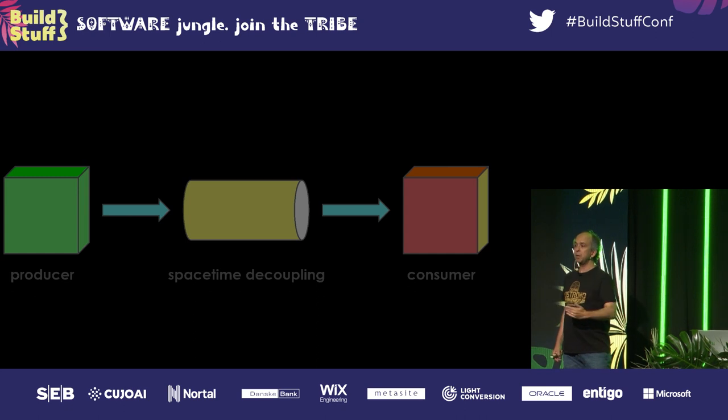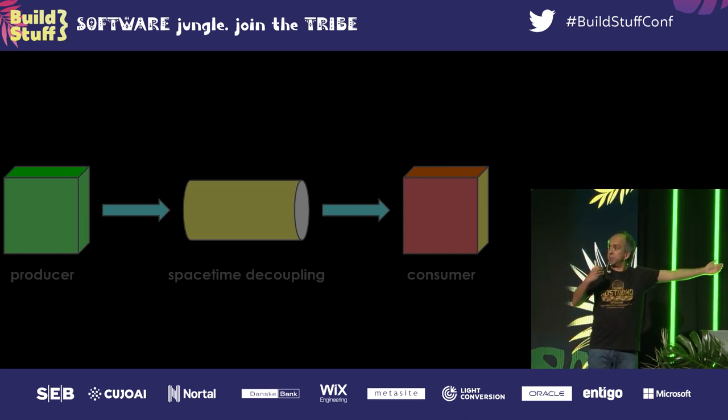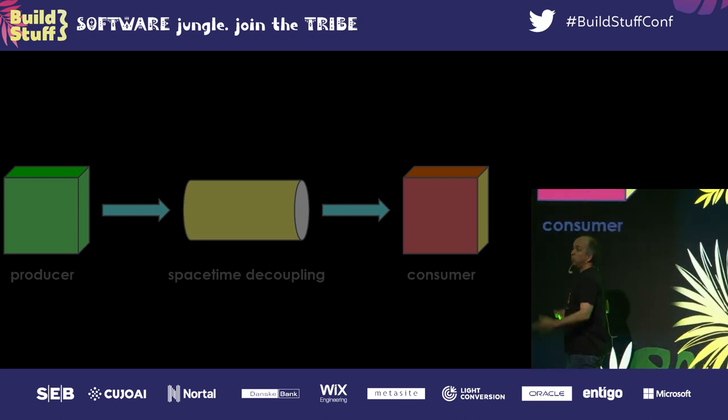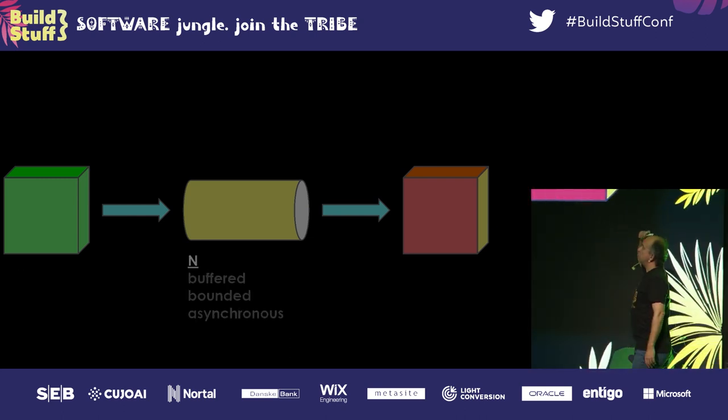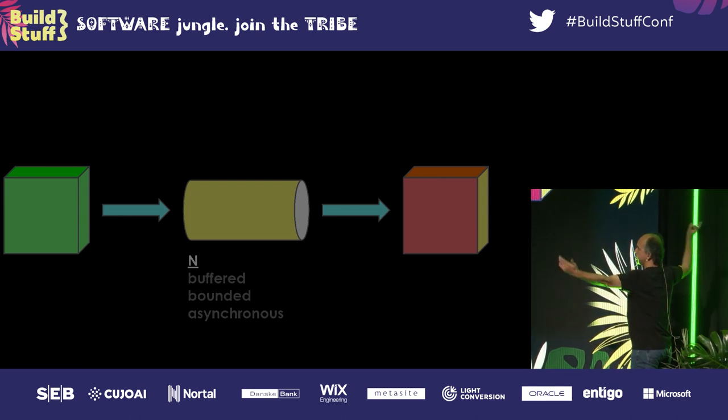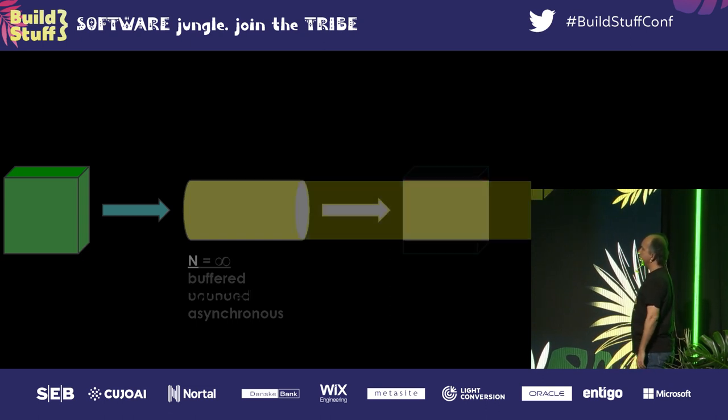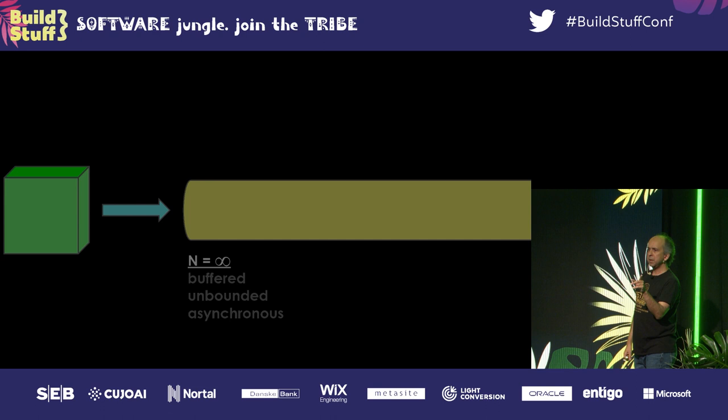Because you queue something up, and either you come back to it later, or it's something separate, spatially, such as a different process, or both. Right, now, how do we understand them? Queues have sizes, which means they're buffered, bounded, and asynchronous for n greater than zero. Generally, infinity's not recommended.